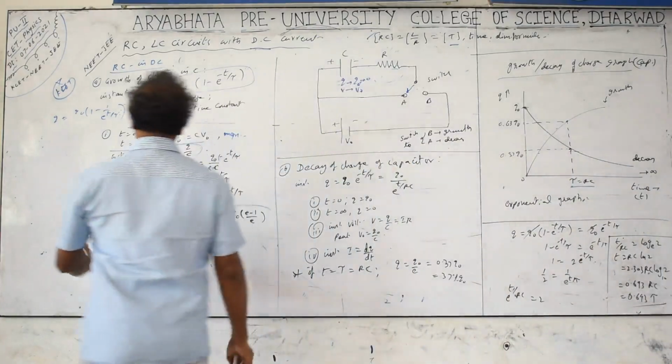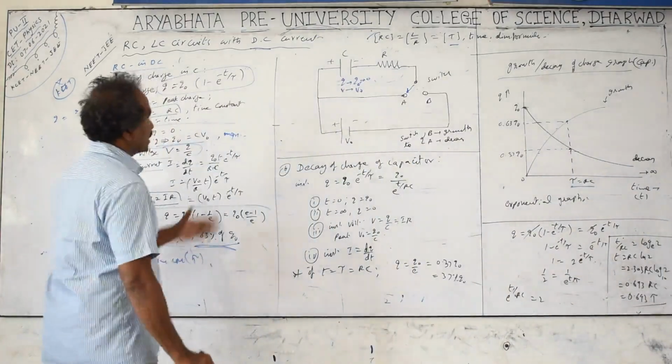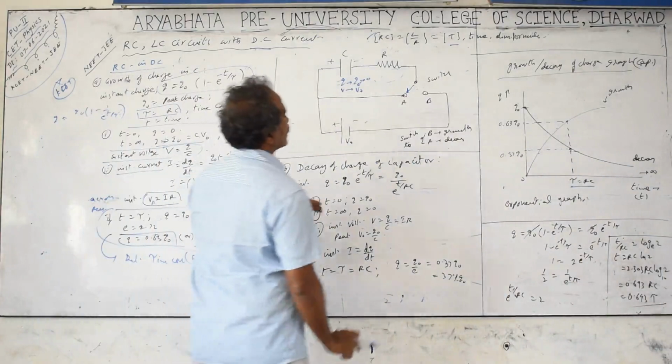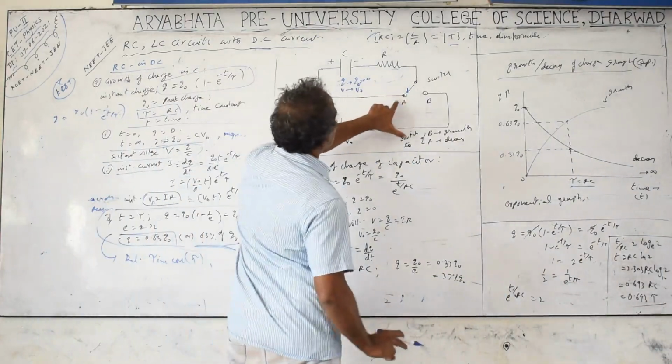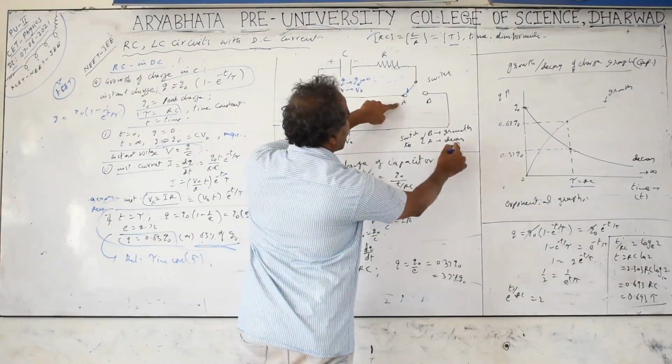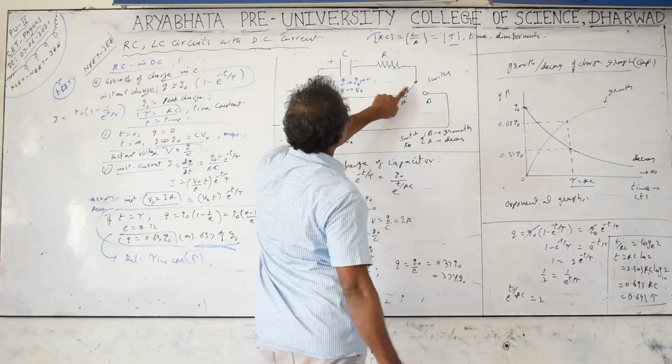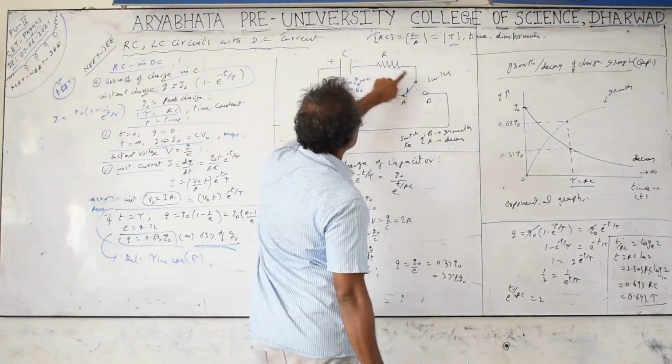Next part is discharging of the capacitor. Discharging the capacitor means now the switch is connected to A. It is a decay, or discharge, as we call it. In this case the capacitor discharges through the resistance.